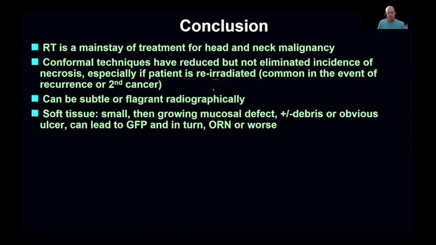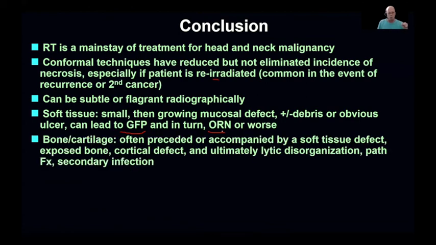For soft tissue, usually there's a small and then growing mucosal defect with or without debris or an obvious ulcer. And in some cases, this can lead to a Ginsbergian funk pocket and infection and pain and problems. And in turn, if this extends to a bony or cartilaginous surface, osteoradionecrosis or worse.